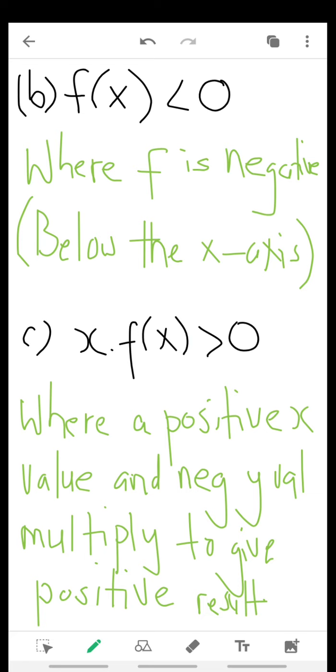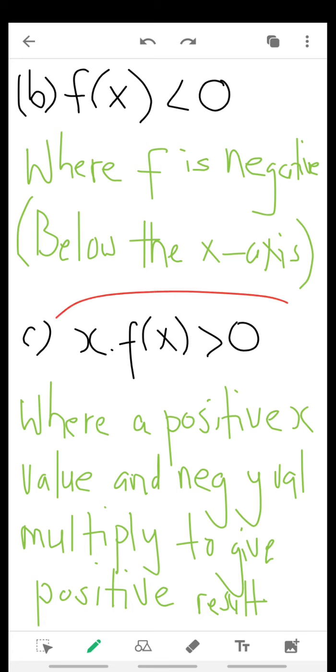And then the second one is the opposite of the first one. We are looking for where f is less than 0, meaning where the function has negative y values, where f is below the x-axis. Okay, because below the x-axis, all y values are negative. So we are looking for where f is negative, meaning where we get negative y values, and that is below the x-axis. So you'll be giving me those x values which satisfy this case.